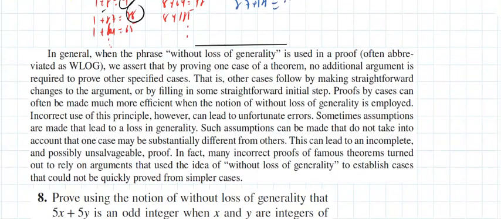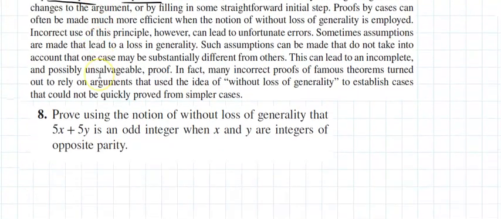In general, when the phrase "without loss of generality" is used in a proof, often abbreviated WLOG, we assert that by proving one case of the theorem, no additional argument is required to prove the other cases. Alright, so let's look at example 8.